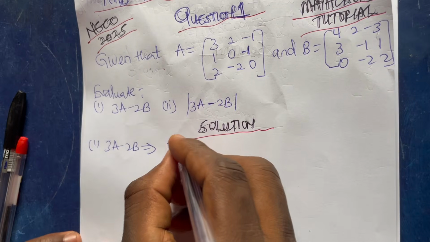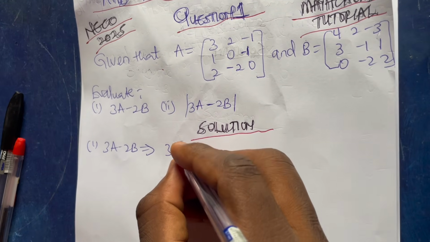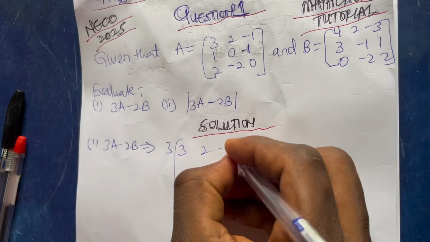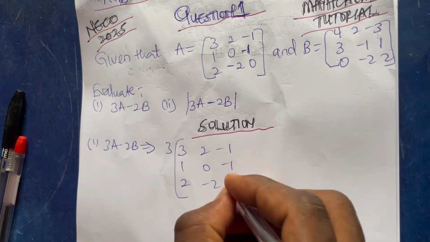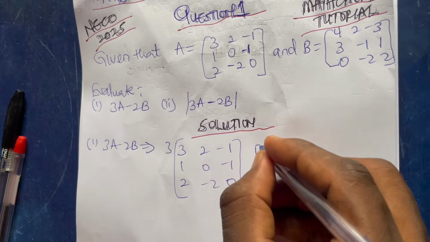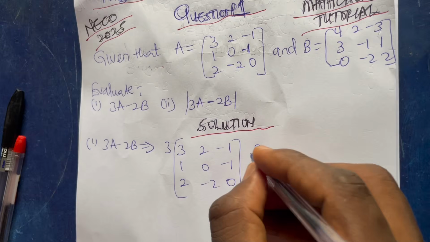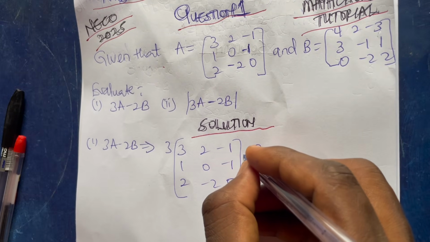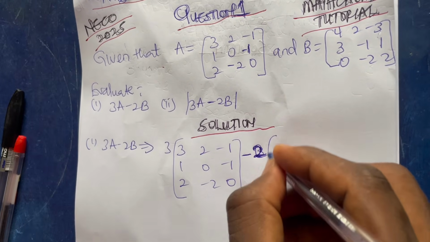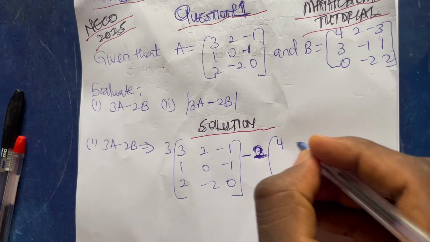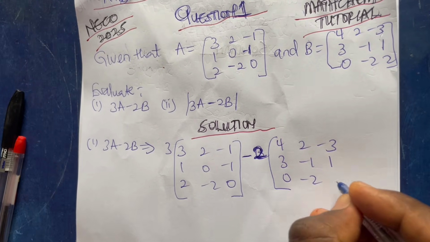So 3 times matrix A is what? Matrix A is 3, 2, minus 1, 1, 0, minus 1, 2, minus 2, 0. And then matrix B. Let me just write it straight like this, putting minus here and 2 here straight. So matrix B is 4, 2, minus 3, 3, minus 1, 1, 0, minus 2, 2.